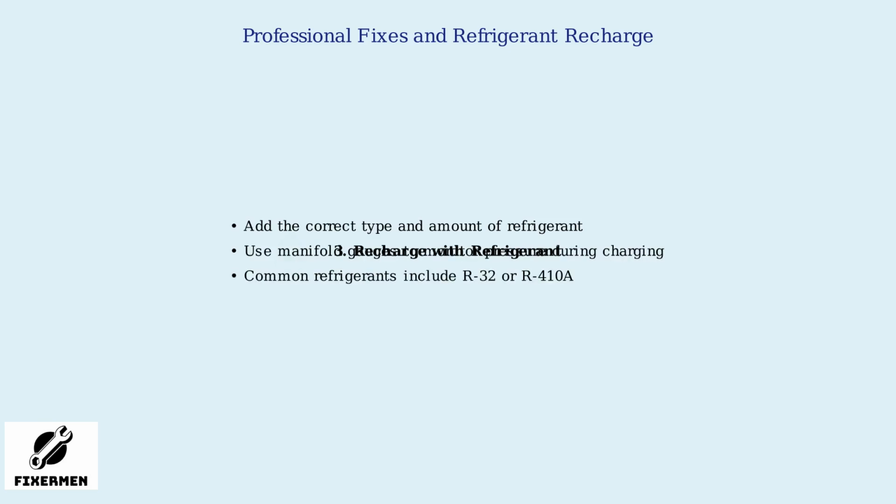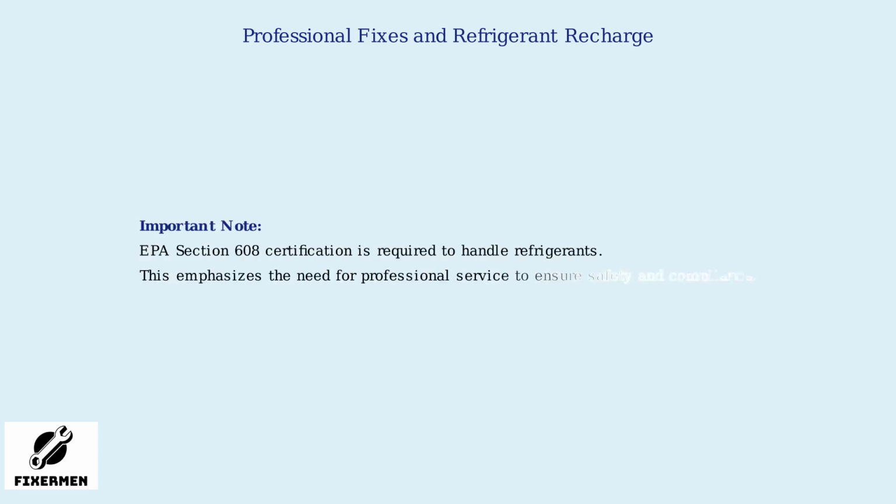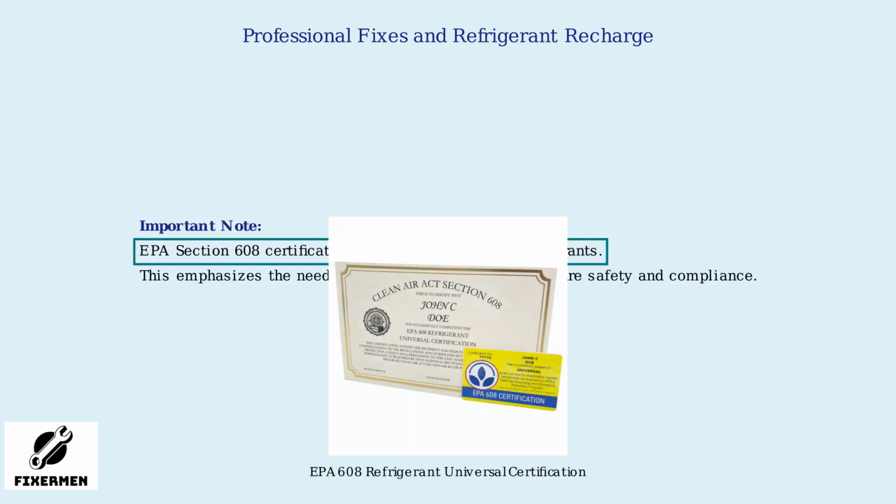Finally, the system is recharged with the correct type and amount of refrigerant. Technicians use manifold gauges to monitor pressure and ensure proper charging. Common refrigerants used in modern systems include R32 or R410A, depending on the unit's specifications. Note that EPA Section 608 certification is required to handle refrigerants. This certification ensures technicians have the proper training and knowledge, emphasizing the need for professional service to maintain safety, efficiency, and environmental compliance.